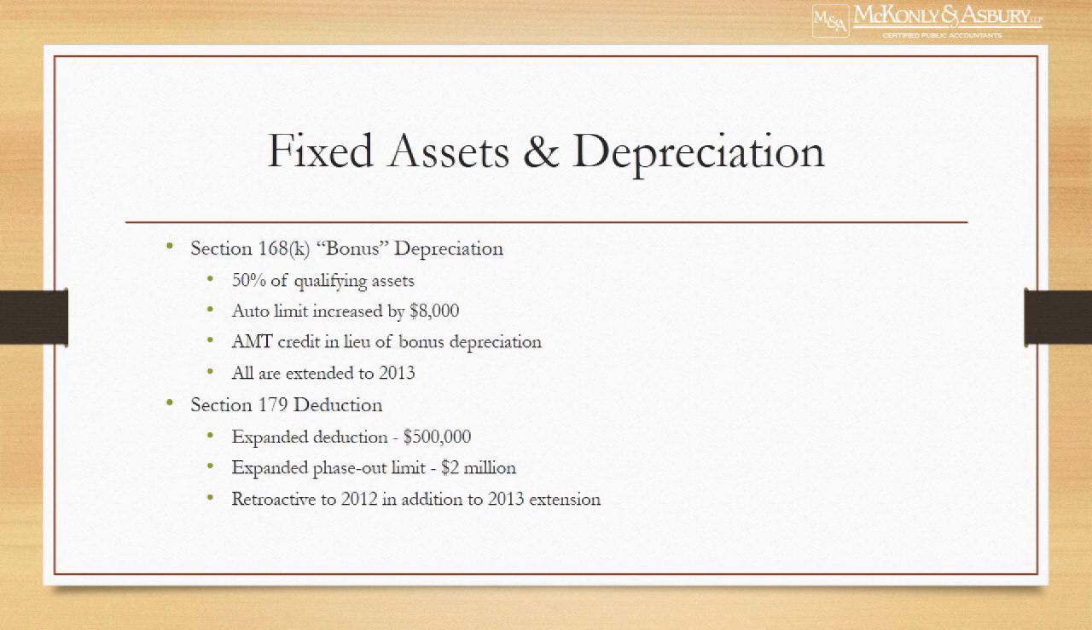One thing to keep in mind, this is a temporary extension. In 2014, both for bonus depreciation and Section 179, it will revert back to the way it was prior to this act being created. So in 2014, 179 will be back down to a $25,000 deduction with a phase-out beginning at $200,000.